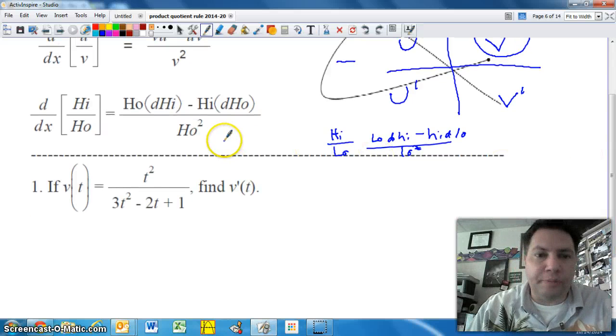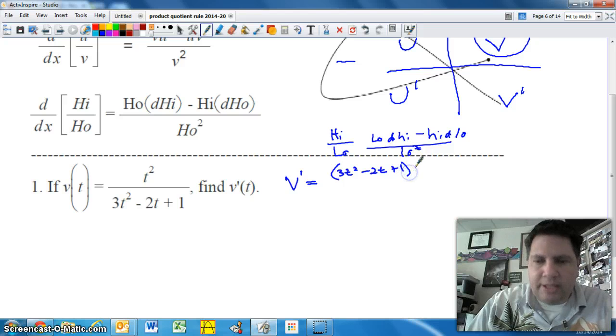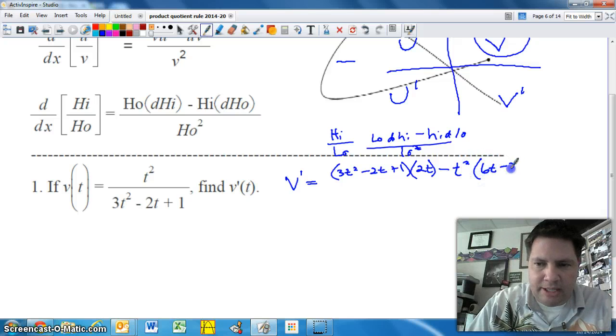Okay, so for number 1, for the derivative of v prime of t, or just v prime, we're going to take the bottom, which would be 3t squared minus 2t plus 1, times the derivative of the top. The derivative of the top is 2t, minus the top, whoops, that's not the top, t squared times the derivative of the bottom, which would be 6t minus 2, all over the bottom squared. 3t squared minus 2t plus 1 squared.